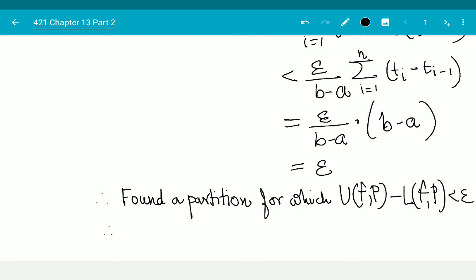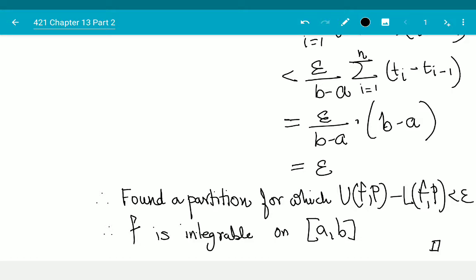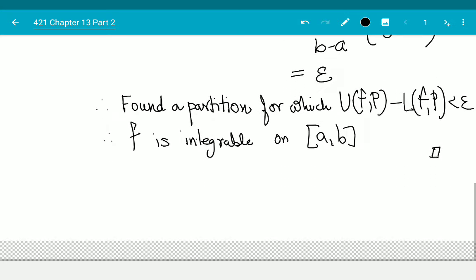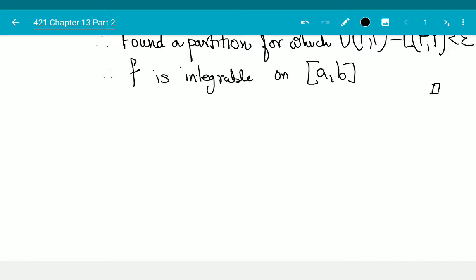Therefore, f is integrable on [a, b]. Great! We have our first theorem where I know that a function is integrable without having to create a partition and do horrible things with it.